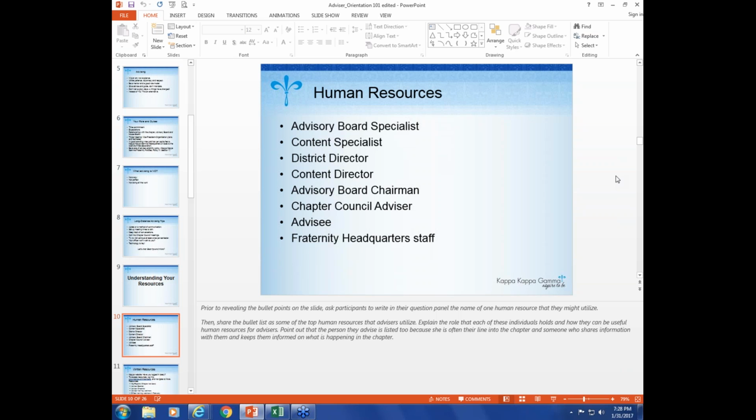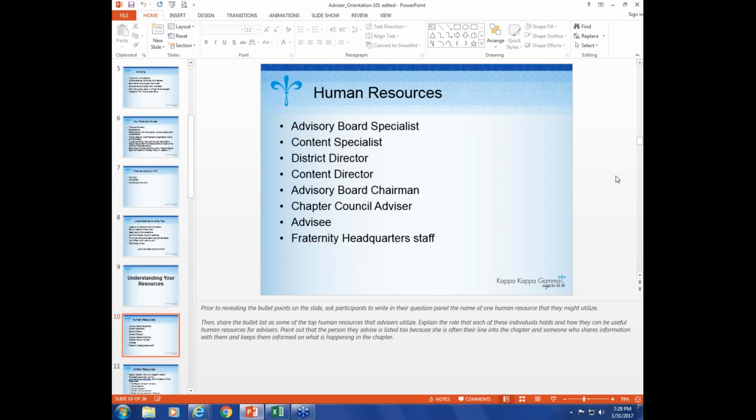And then the content director is the person who oversees all of the specialists across the country that are in the districts. So I'm an advisory board specialist, and my content director is Lee Conway. So everyone who would be a standard specialist has a content director. And we'll get to the chart in a minute. I think that will help you out a little bit.